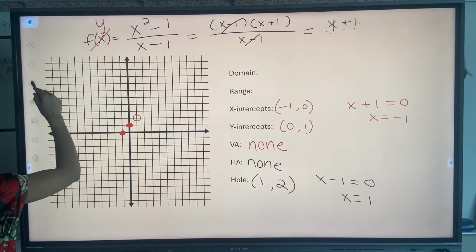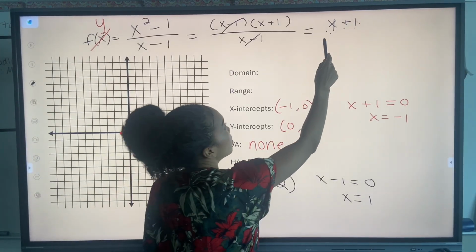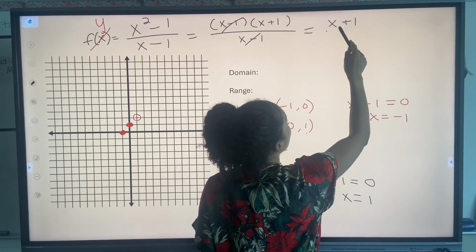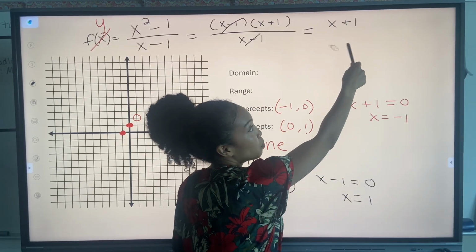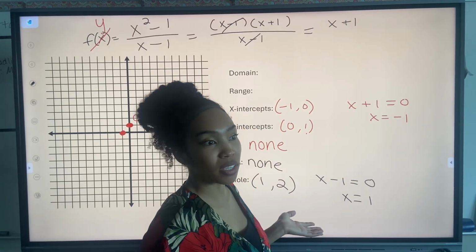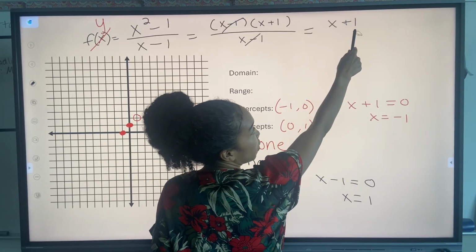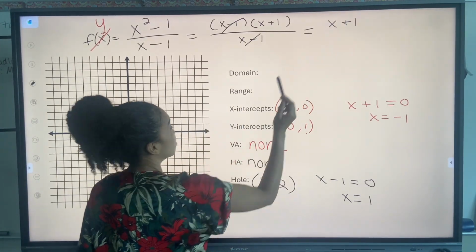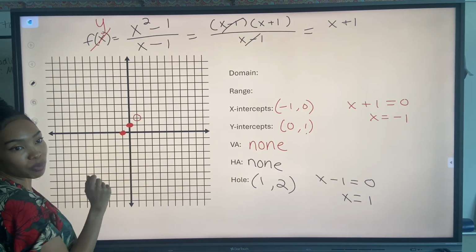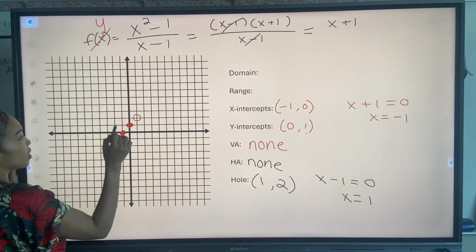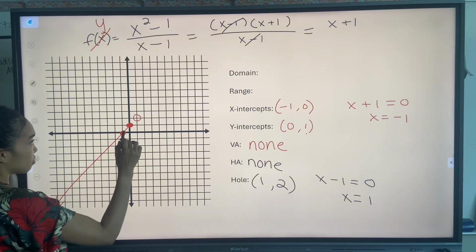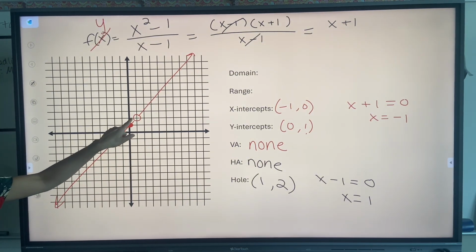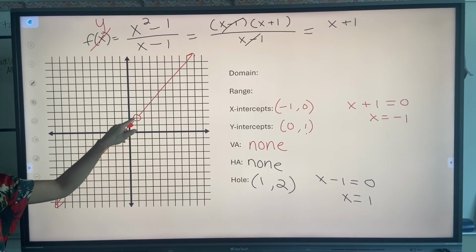So guys, let me point something out to you. This graph that we have, this equation, is just your basic mx plus b. 1 is your y-intercept. That's why you have a 1 right there. Your slope is 1. That's why you go up 1 over 1 between the points. So this is just a straight line. Don't go through the hole. You cannot be on the hole.